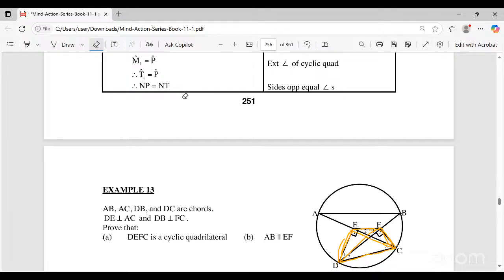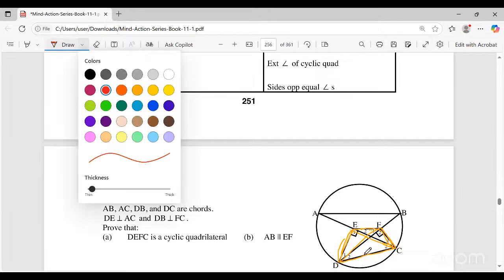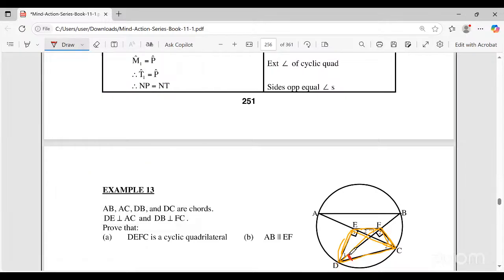So, okay, where is AB? This is AB. Where is EF? Here is EF. Okay, now what can we do? If we proved that DEFC is a cyclic quad, do you guys agree if I say now this angle here, in this whole circle, will be equal to that angle, reason being angles in the same segment? Do you guys agree? Yes, sir.